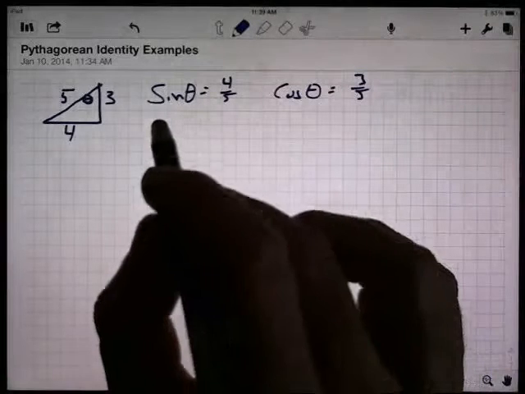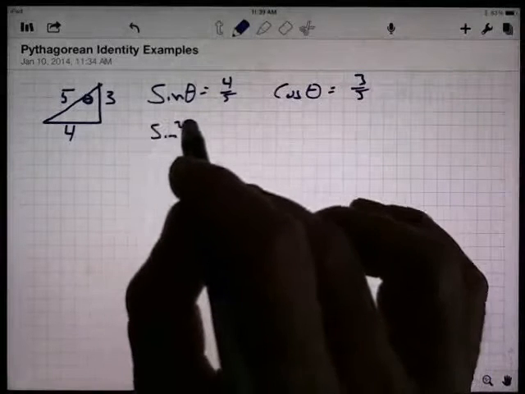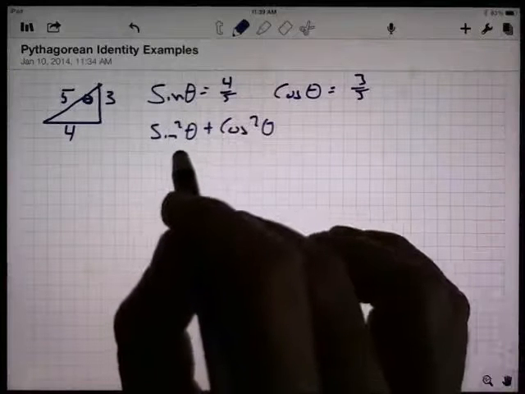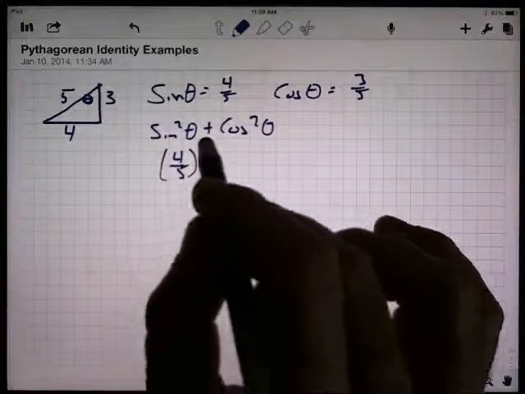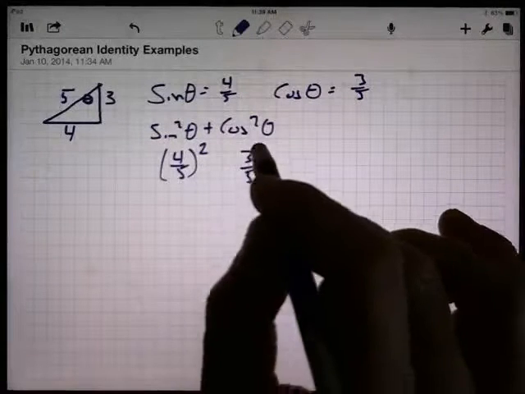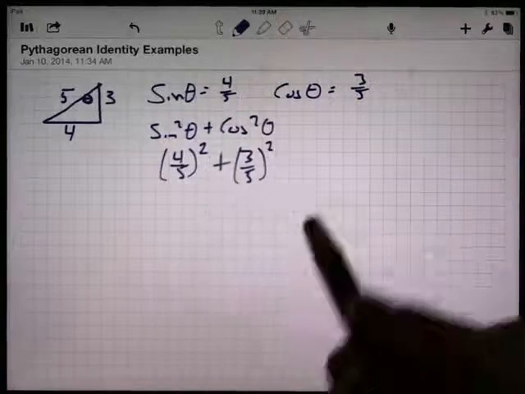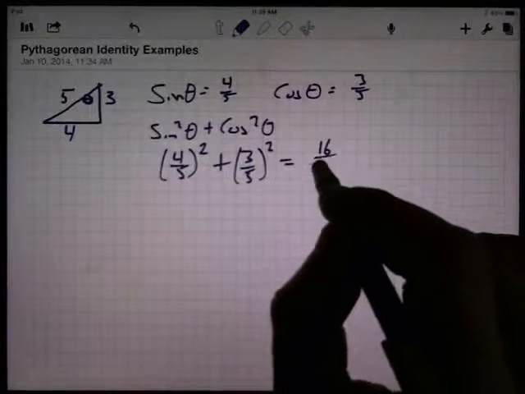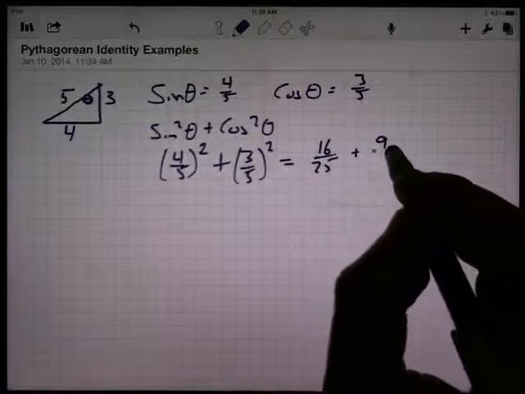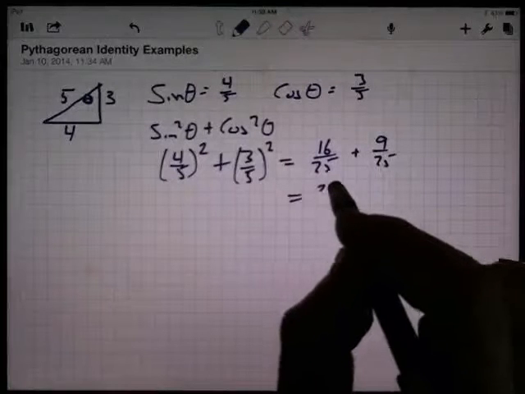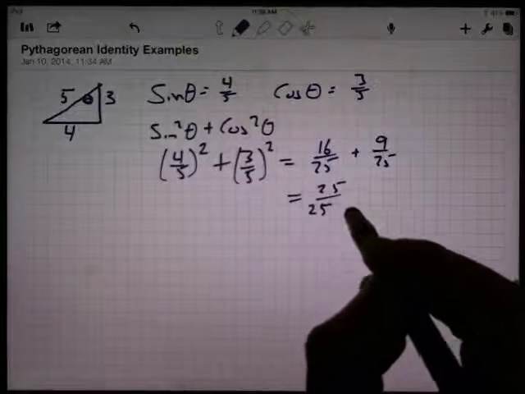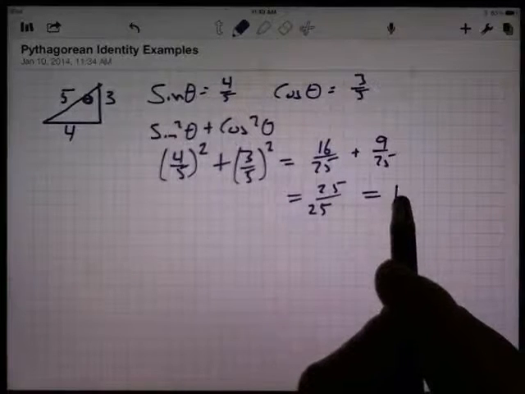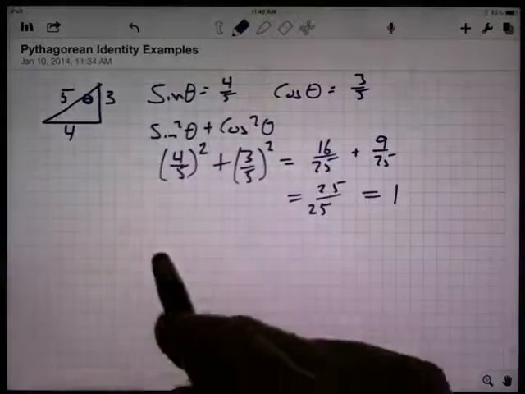If I look at sine squared theta plus cosine squared theta, I'm looking at 4/5, that's the sine, square it, 3/5, that's the cosine, square it, add them up. So this would be 16 over 25 plus 9 over 25 for a grand total of 25 over 25, which turns out to be 1. Sine squared theta plus cosine squared theta will always be 1, and hence for that angle too.